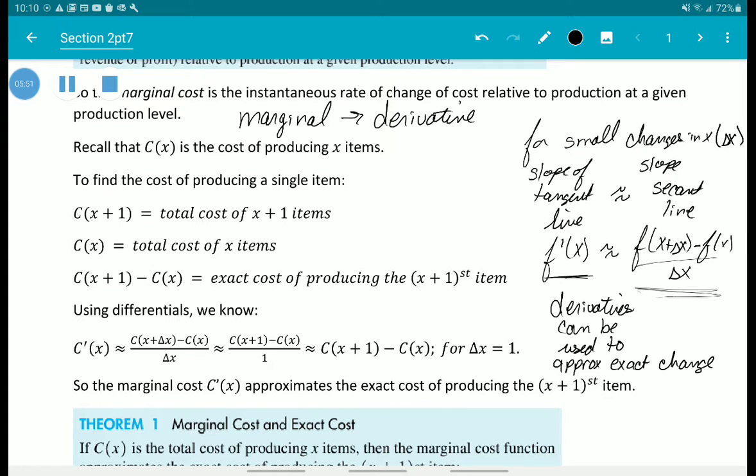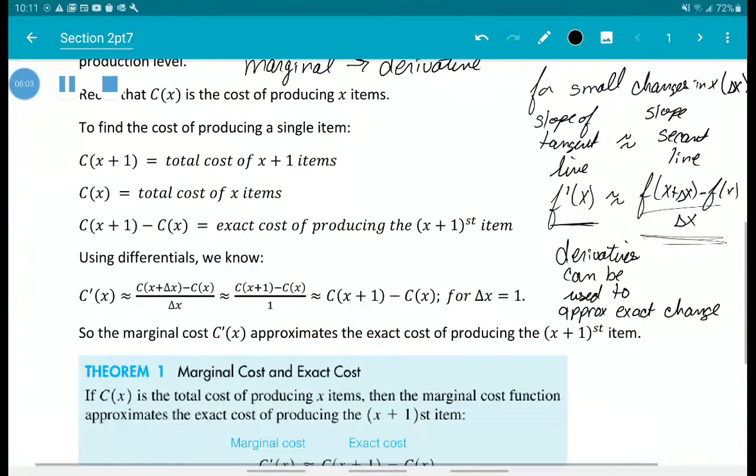So in most of these examples, we're going to talk about what is that exact change between selling maybe the 20th item and the 21st item, and then how can we use derivatives to help us come up with that value. And that's what we're talking about here.